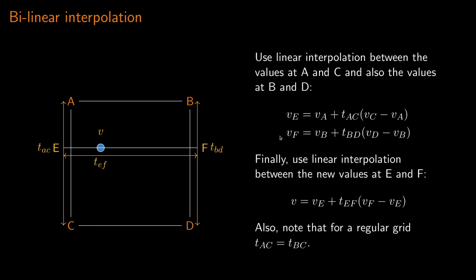And we have the same over here. To get the value at F is simply the value at B plus t_BD multiplied by the difference between the value at D and the value at B. So that gives us the values at E and F, and then finally we simply use linear interpolation between the values at E and F to give our value V at the point that we want. So that is then simply the value at E plus t_EF, this one, multiplied by the value at F minus the value at E. And that's it. And just to note, for a regular grid with squares, t_AC is of course always going to be equal to t_BD. Okay, so that's it really for bilinear interpolation.